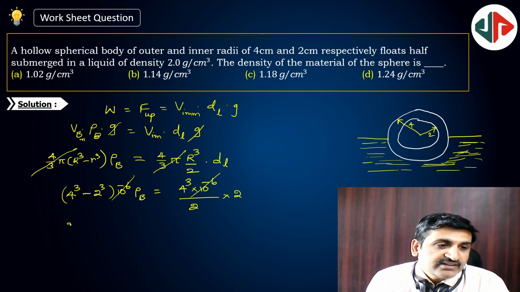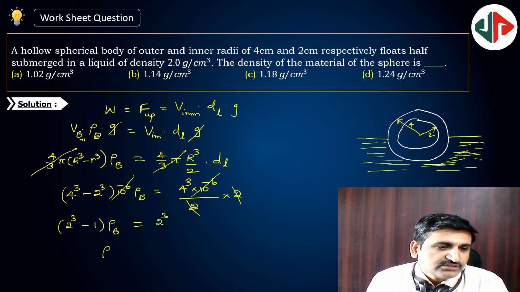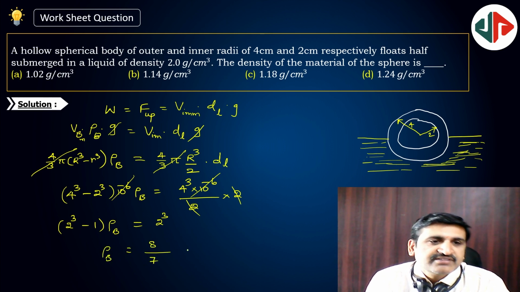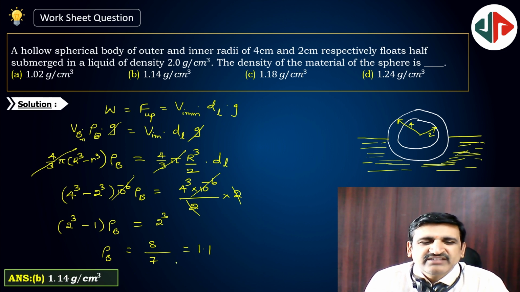2 cube gets cancelled everywhere. Then it will become 2 cube minus 1 into density of the body, whatever I want, that is equal to 2 cube only, because the 2 cube is cancelled and this 2 gets cancelled. So rho b is equal to 8 by 8 minus 1, which is 7. So 8 by 7 means 1.1, almost all are 1.1 only, then 3 will be left, 4 7s are 28, correct, gram per cc.